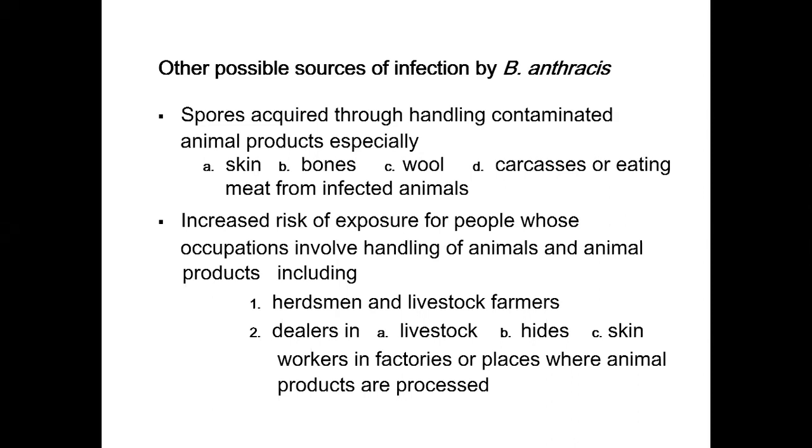An animal can be sick from many illnesses. But some people don't want to waste the animal, so they want to make use of its meat while it is still alive, so it's slaughtered and sold. And it might be an illness that is due to Bacillus anthracis in that animal. And all those people doing the slaughtering or eating or handling might be exposed. So there's an increased risk of exposure for people whose occupations involve handling of animals and animal products. Among them, herdsmen and livestock farmers, dealers in livestock, hides, skin, and workers in factories or places where animal products are processed.